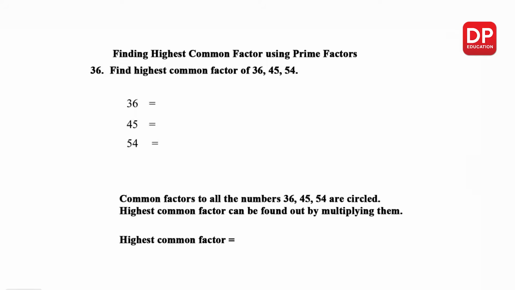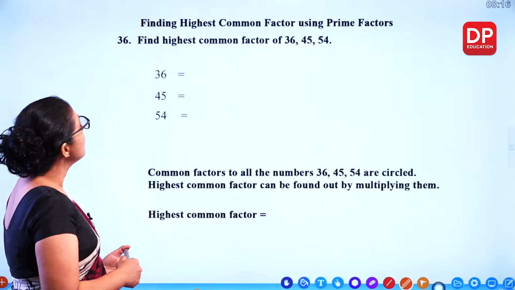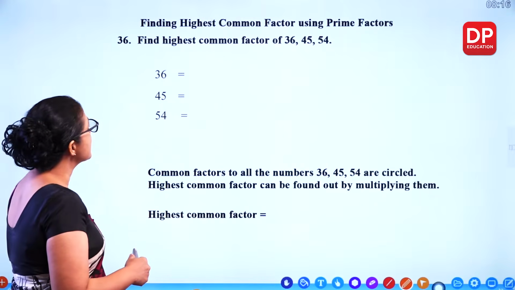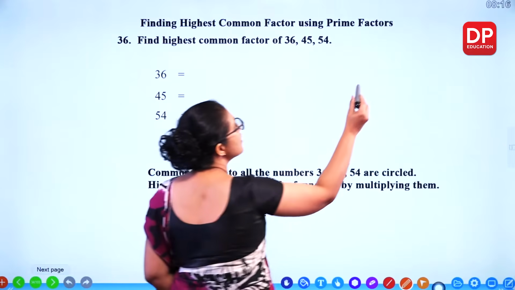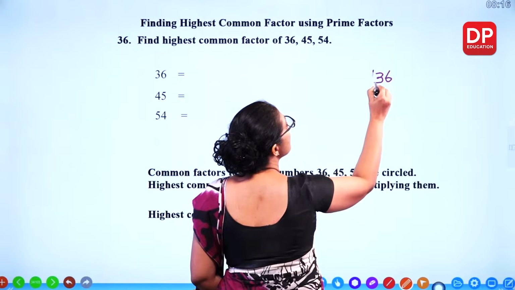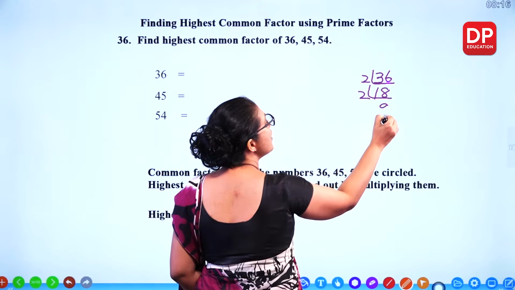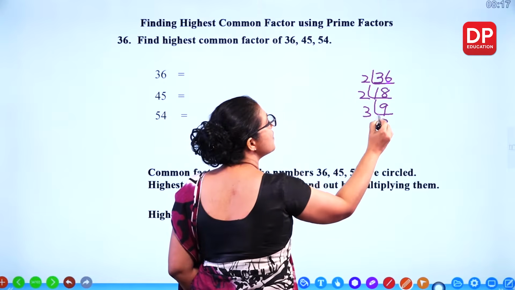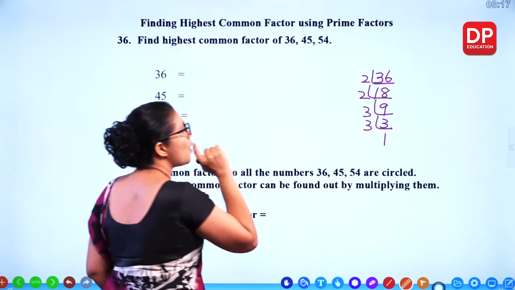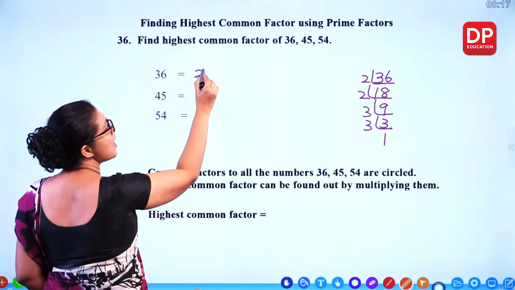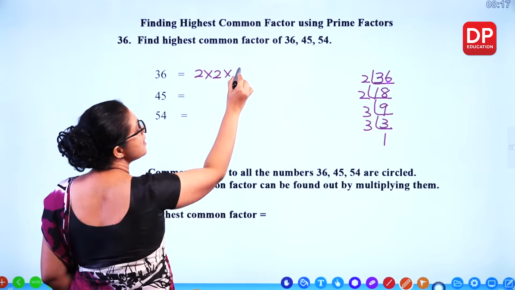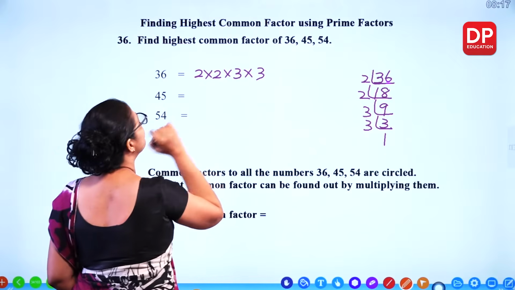Finding highest common factor using prime factors. So, this is another way of finding highest common factor. Find the highest common factor of 36. So, we'll find out 36 can divide by 2. 18 divide by 2, 9 divide by 3, 3 divide by 3, you get 1. 2 times 2 times 3 times 3.